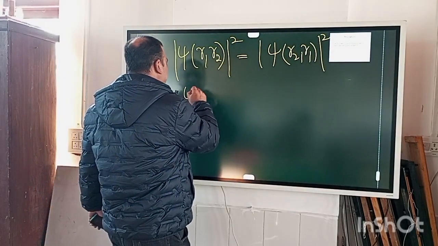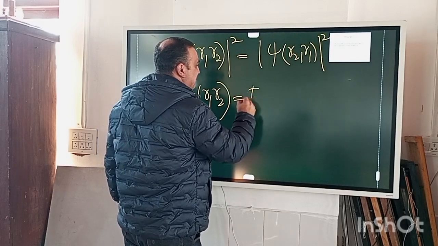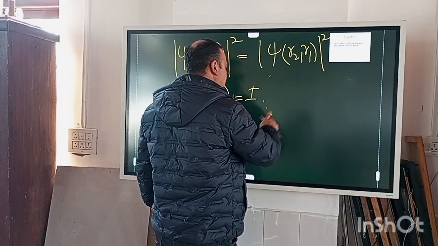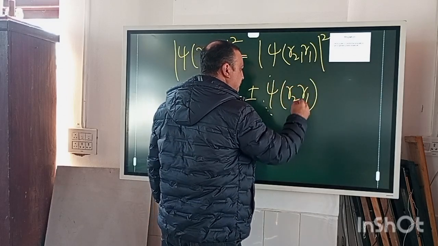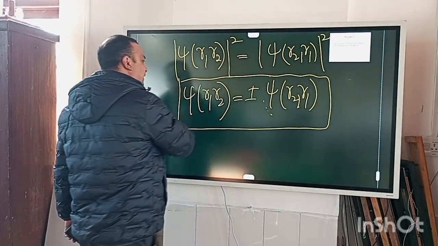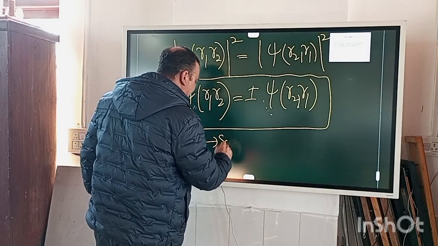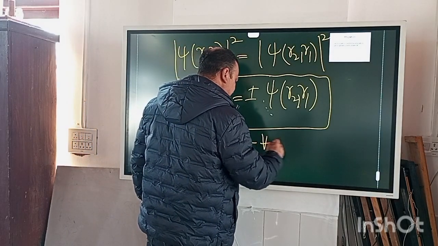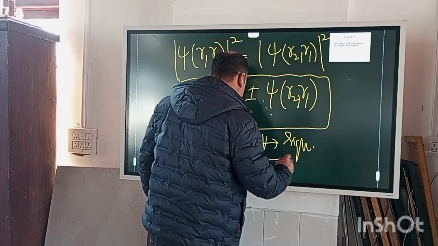That means psi R1 R2 is plus or minus psi R2 R1. So what is introduced here is the two signs: we have the plus sign and we have the negative sign. These are the two signs.